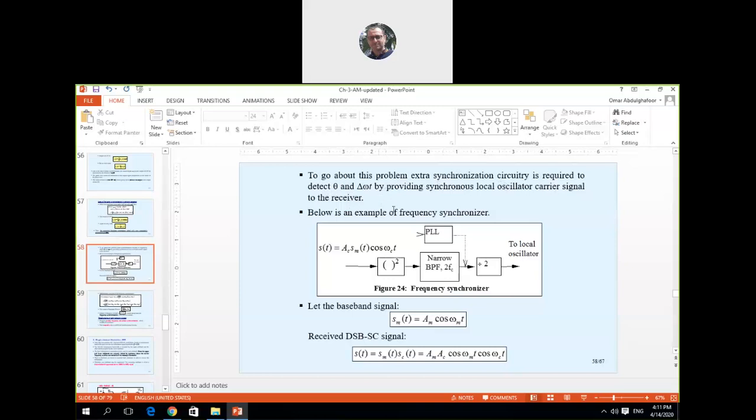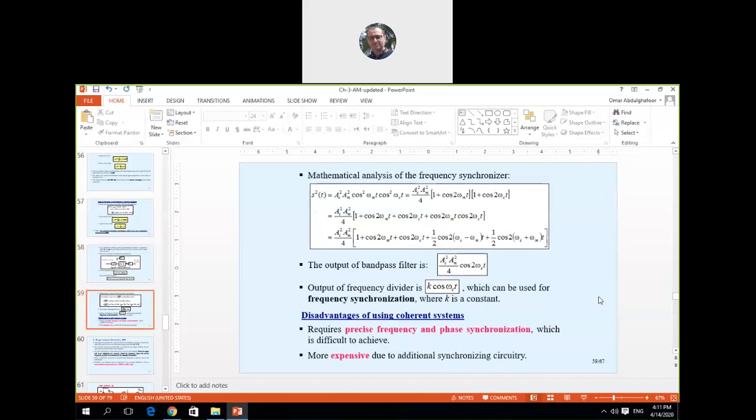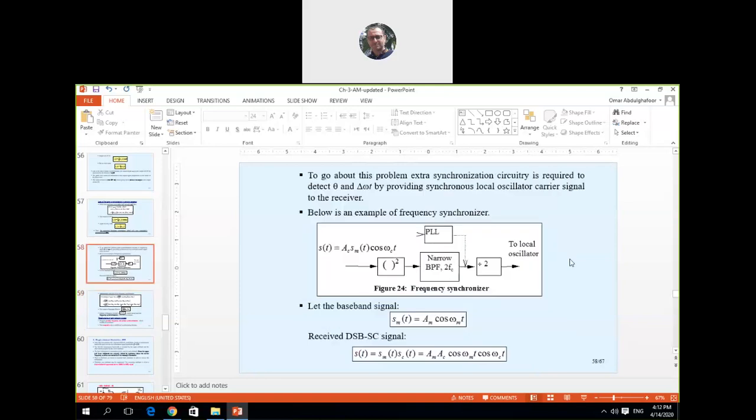All right. And definitely we have disadvantages of using this complicated circuit. It requires precise frequency and phase synchronization, which is difficult to achieve, and it is also more expensive due to additional synchronizing circuits. All right, this one will be, I mean, double or more in terms of cost compared to double sideband large carrier.